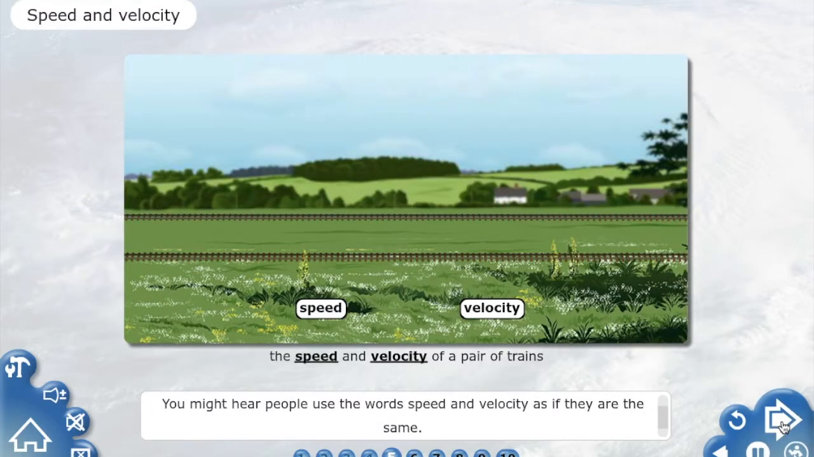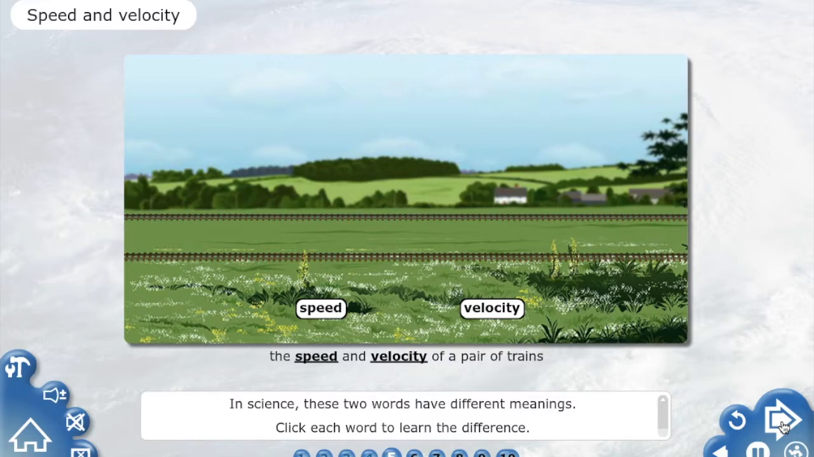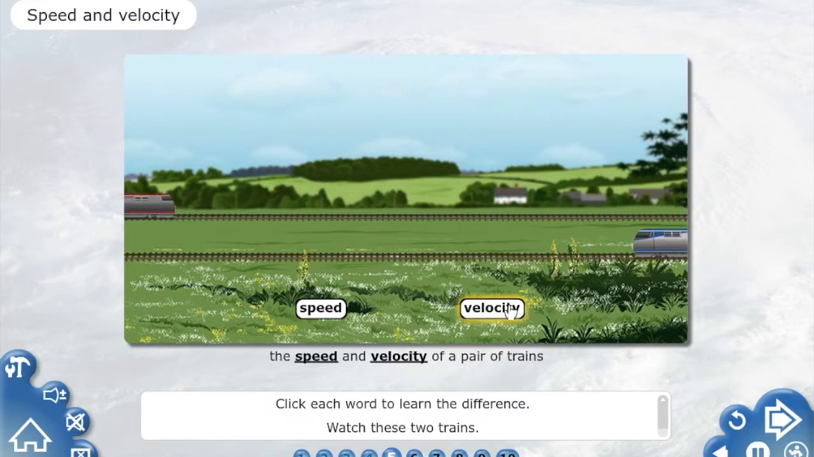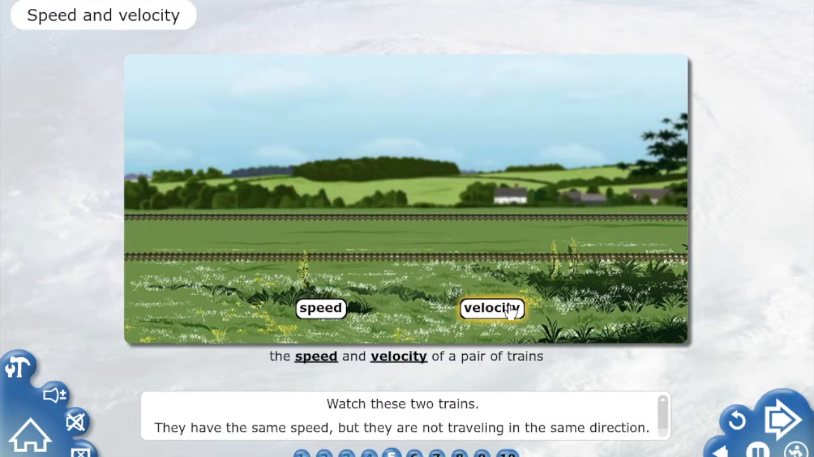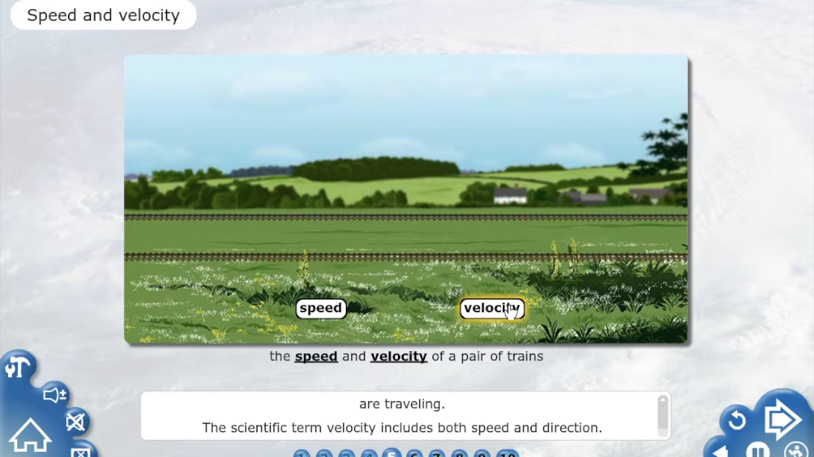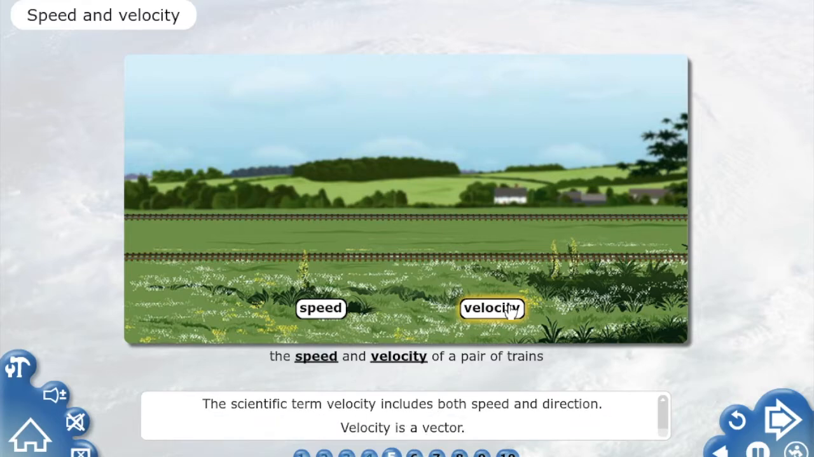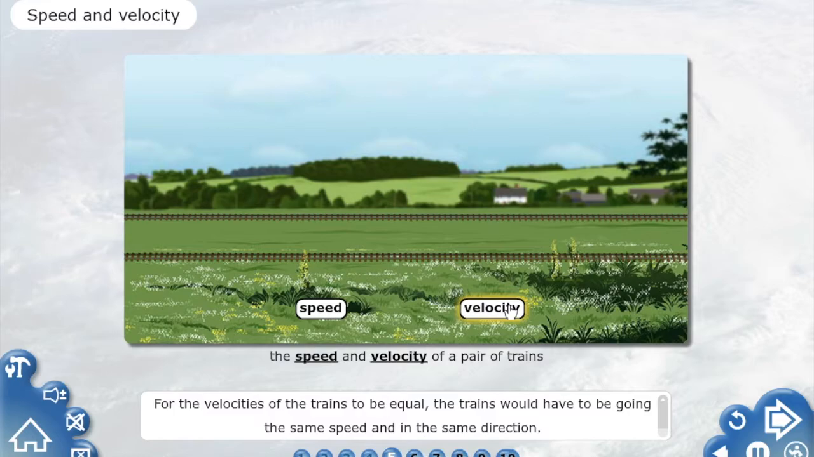You might hear people use the words speed and velocity as if they are the same. In science, these two words have different meanings. Click each word to learn the difference. Watch these two trains. They have the same speed, but they are not traveling in the same direction. What their speed calculation does not tell you is the direction in which they are traveling. The scientific term velocity includes both speed and direction. Velocity is a vector. A vector is a measurement that includes a direction. For the velocities of the trains to be equal, the trains would have to be going the same speed and in the same direction.